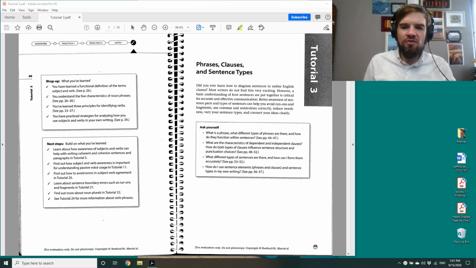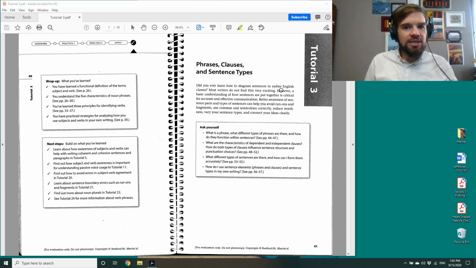We're starting here on page 41. So please follow along with your own book, follow along on the screen, whatever is best for you. So, phrases, clauses, and sentence types. Did you ever learn how to diagram sentences in earlier English classes? Most writers do not find this very exciting.